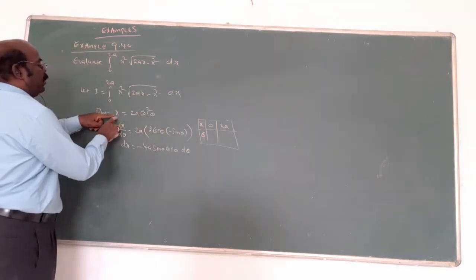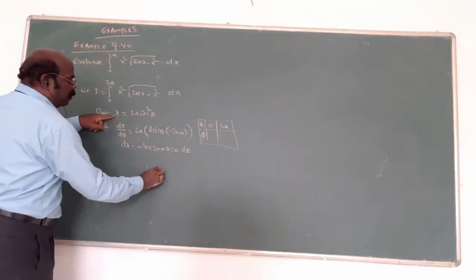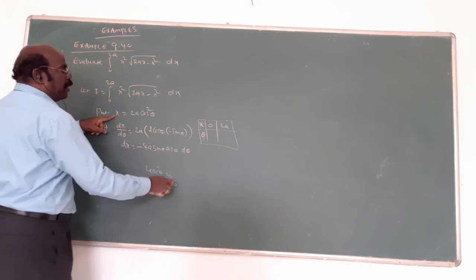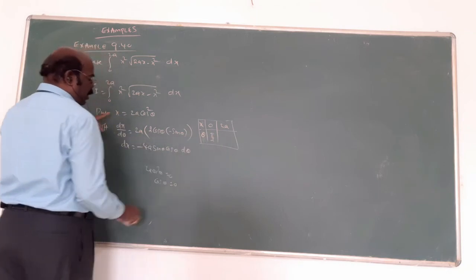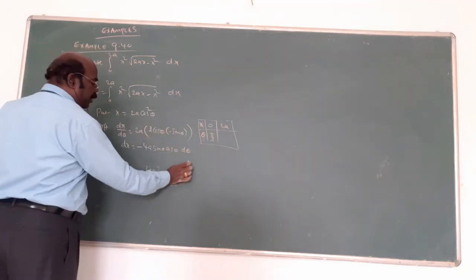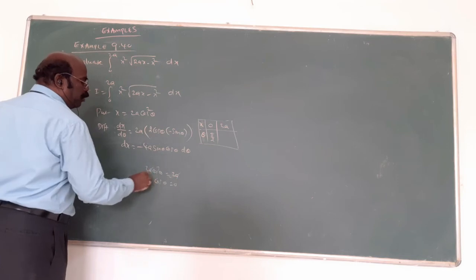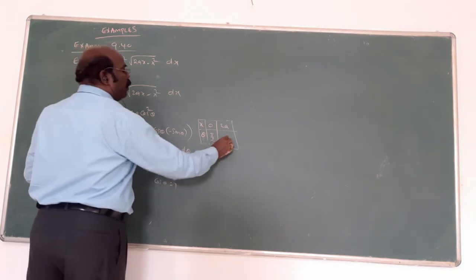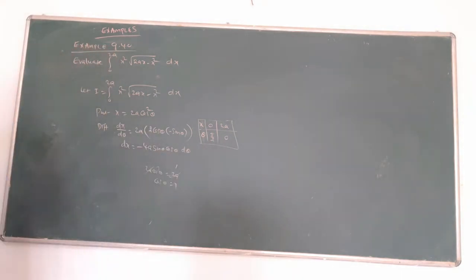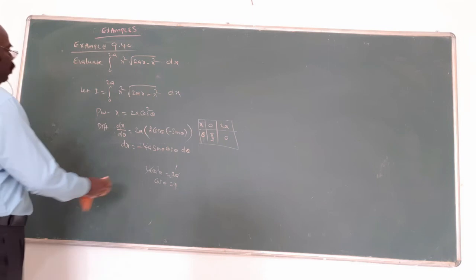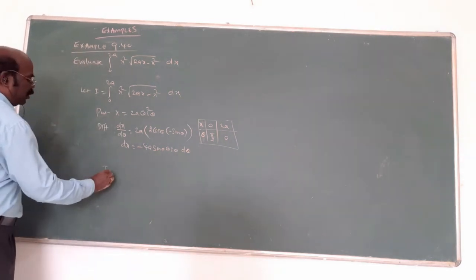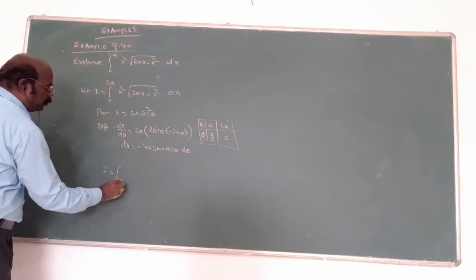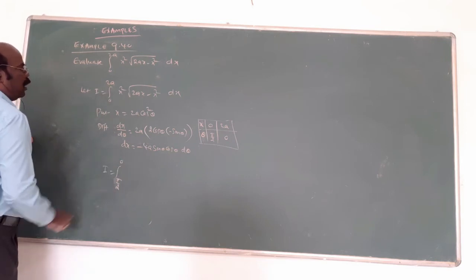When x is 0, 2a cos square theta becomes 0, so cos theta is also 0, and 0 is cos pi by 2. Next, when x equals 2a, 2a cos square theta equals 2a, cancel, so cos theta equals 1, which is cos 0. So the limit 0 to 2a becomes pi by 2 to 0. Now substitute here: 0 to 2a becomes pi by 2 to 0.